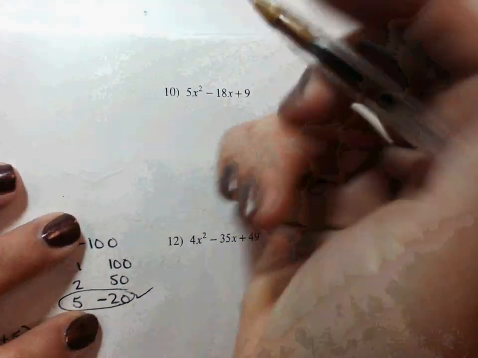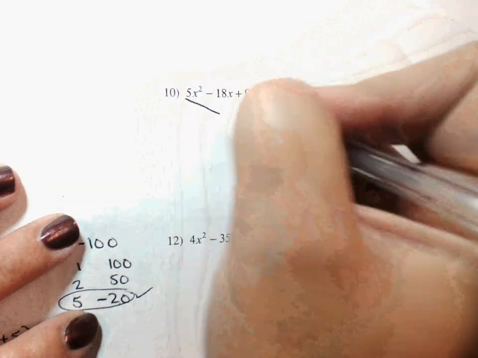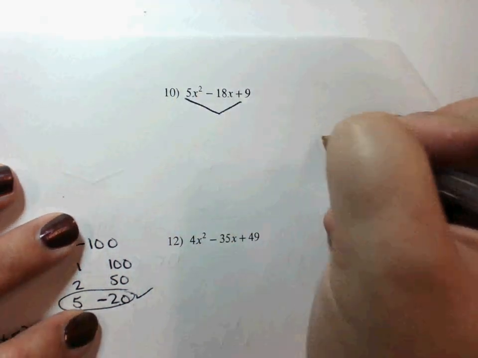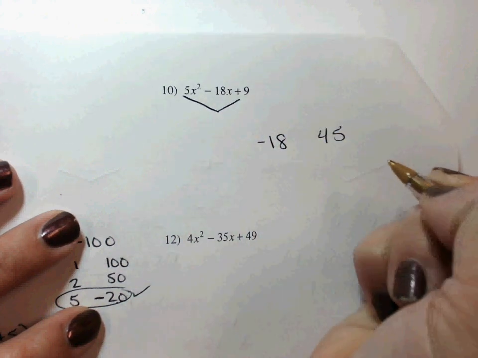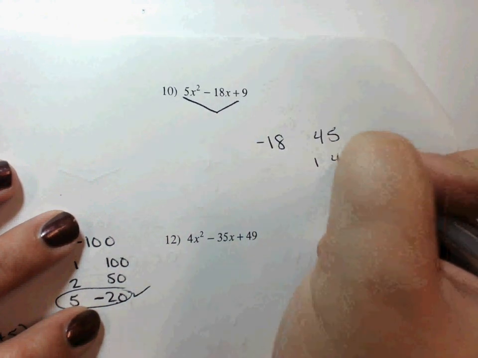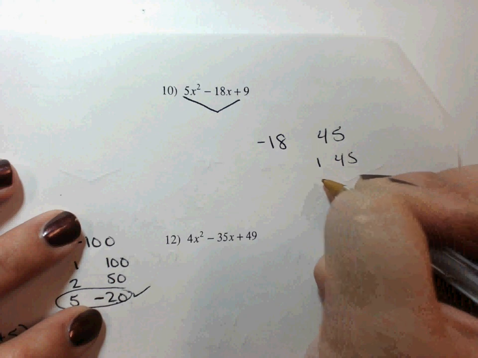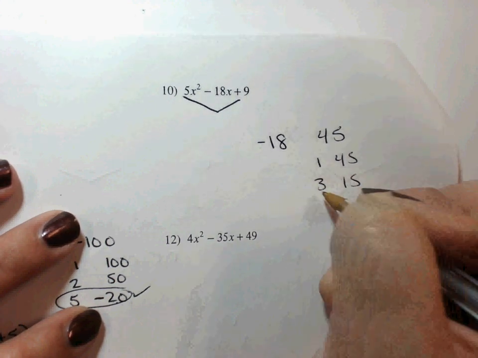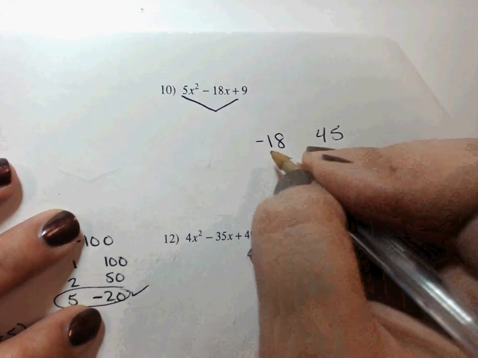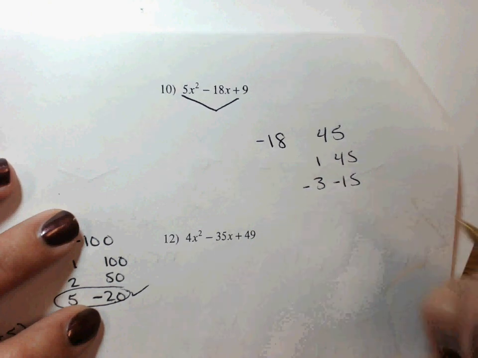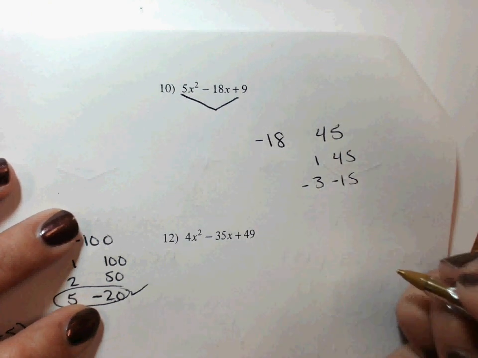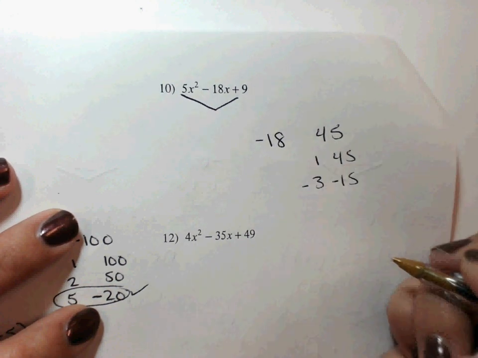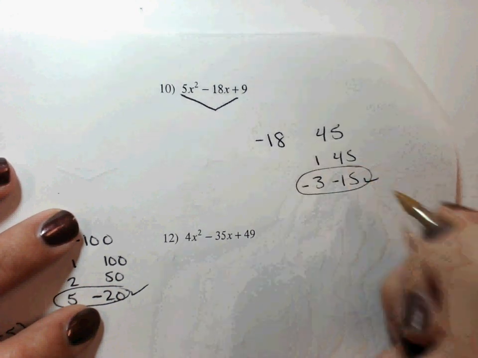Alright, so we did these yesterday. You're going to multiply 5 and 9, and that's going to give you 45. And then we want it to combine to give us negative 18. 1 and 45, there's no way. 3 and 15. 3 times 15 is 45, but to be a negative 18, if you make them both negative, they still multiply to give you a positive number, but they combine to give you negative 18. Those are the numbers we want.